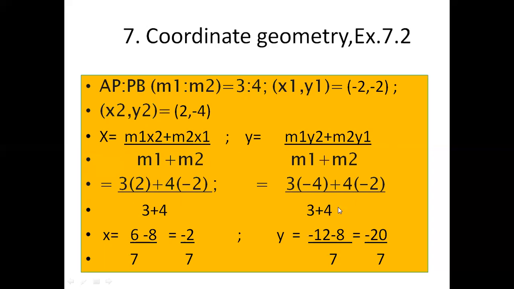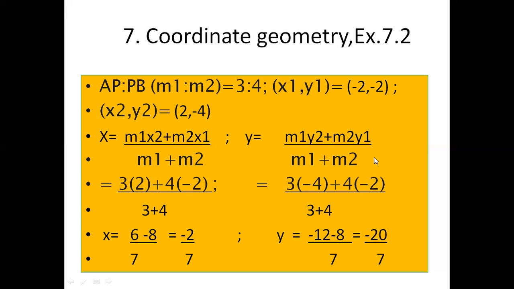Here, 3 fours are minus 12, and 4 twos are minus 8. Two negatives we have to add. So 12 plus 8 is 20, which is minus 20 by 7. So the point P, x comma y, is equal to minus 2 by 7 comma minus 20 by 7.